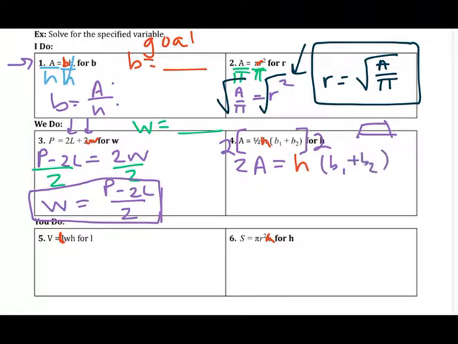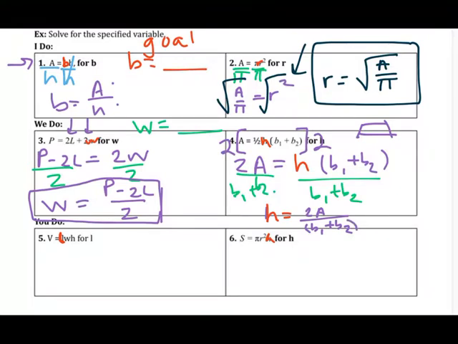Now I want to get rid of b1 and b2. What are h and the quantity b1 plus b2 doing? They're multiplying. So to undo that multiplication, I'm going to divide by b1 plus b2. So the solution is going to be that h, or the height, is equal to 2 times a over b1 plus b2. And you can have parentheses around this, and you don't have to.